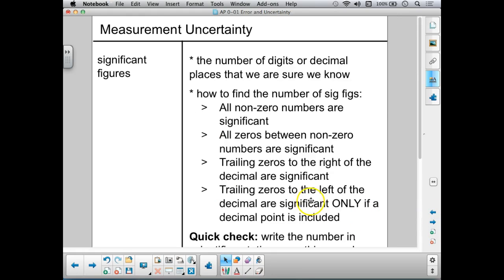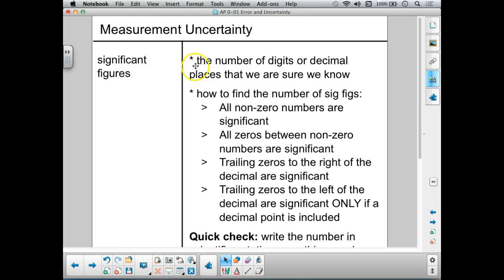Okay? Moving on. So we need to be able to quantify in some way how well we know a particular number. When we show a number that is a measurement, or the result of a calculation, we have to have some way of saying, hey, folks who are reading this data, this is how confident we are. This is how significant we have for this number.